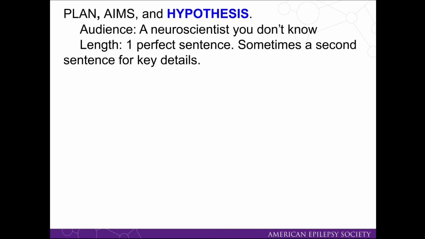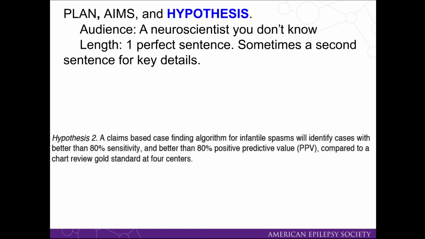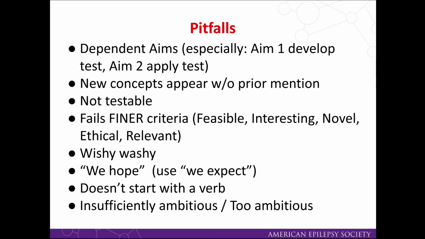And then your hypotheses. So again, a hypothesis should be a perfect sentence, sometimes a second sentence for key details. And they need to be specific. So here's an example. A claims-based case-finding algorithm for infantile spasms will identify cases with better than 80% sensitivity and positive predictive value compared to a gold standard at 4 centers. So again, implied in the hypothesis is a description of what you're actually going to do. The more you can communicate about your methods implicitly through your aims and hypotheses, the better.